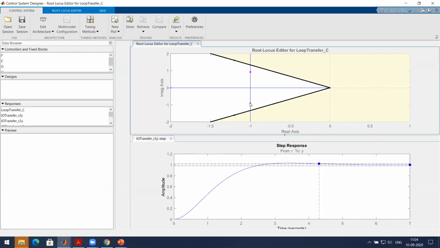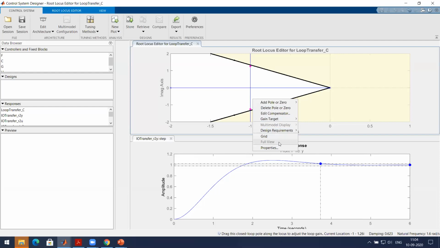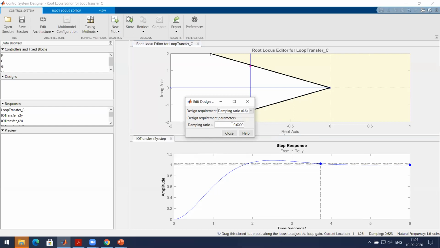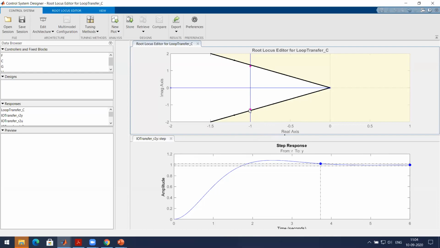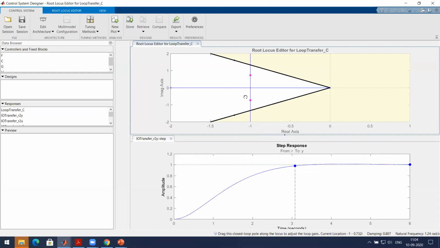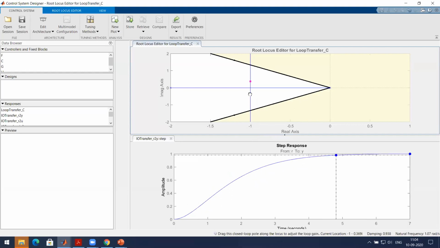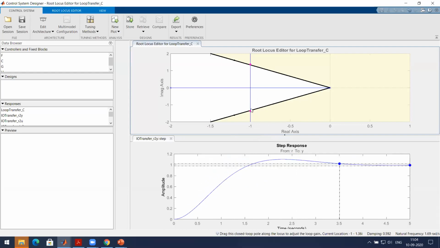increasing, because when you define this design requirements edit, it says damping ratio greater than 0.6. So these white regions are okay because you want the damping ratio to be greater than 0.6. But if you want it equal to 0.6, then it must be on that line. On that line, you get damping ratio as 0.6 because that is what you have defined here.